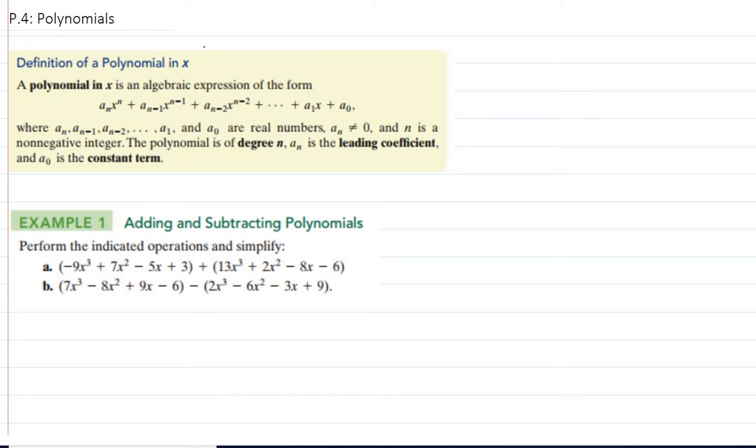Hello guys, today we're going to study P4 polynomials. It's basically a review from Algebra 1 and Algebra 2. Okay guys, so you can look at the definition. We're going to just go ahead and start with example 1.